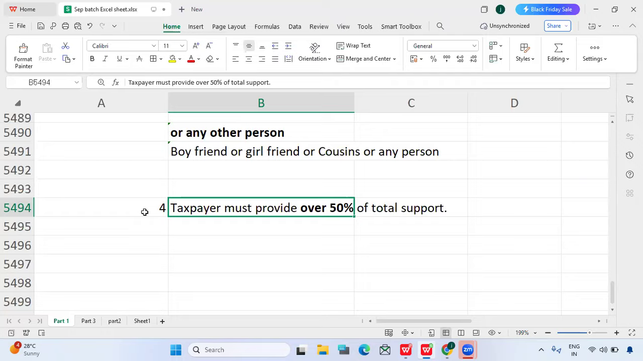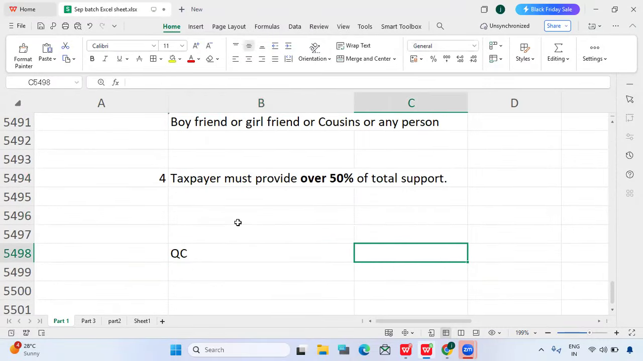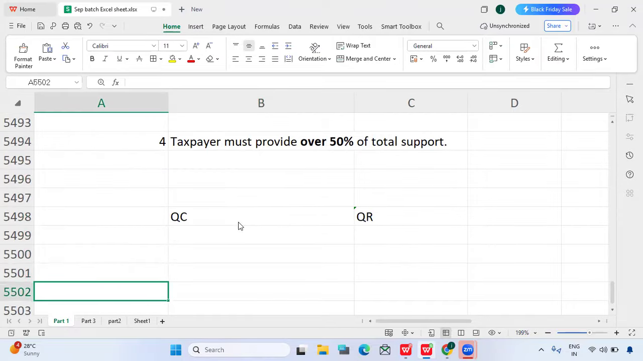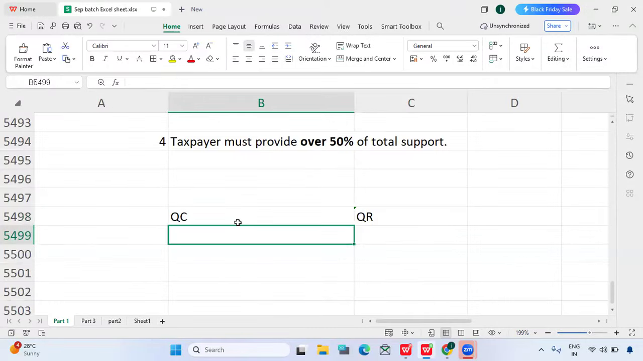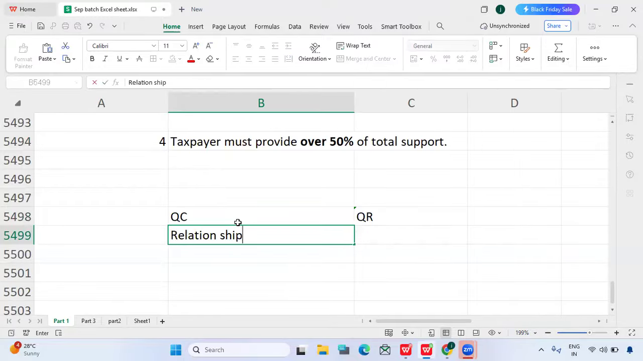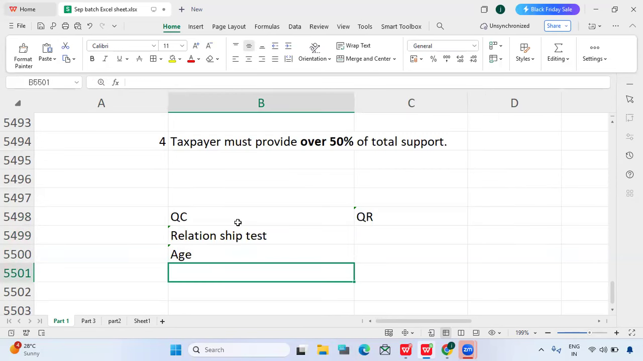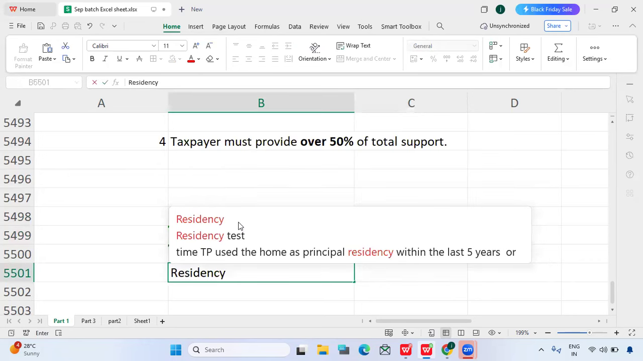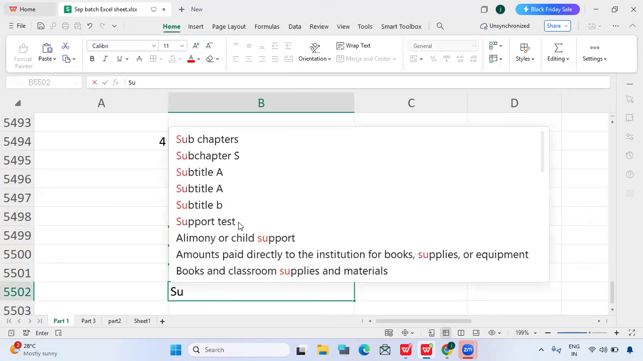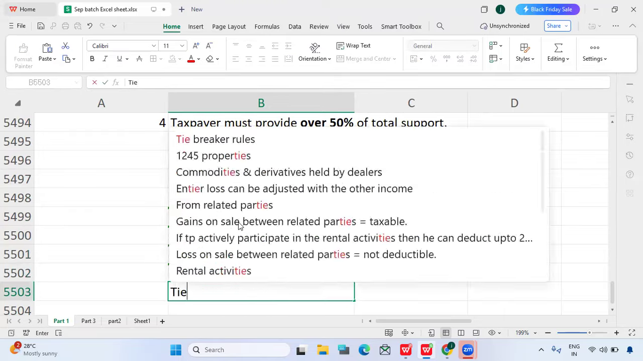If yes, then we will go with other special areas which are important areas. Yes or no? So let's summarize everything, and then we will go with qualifying children and qualifying relative. So quickly tell me, what are the qualifying children tests? Relationship test. Age test. Residency test. Support test. Tiebreaker test.